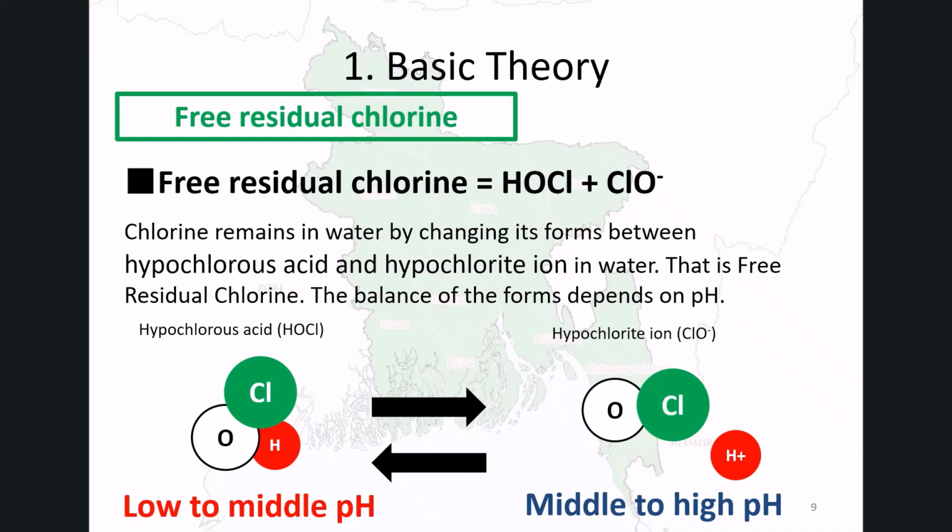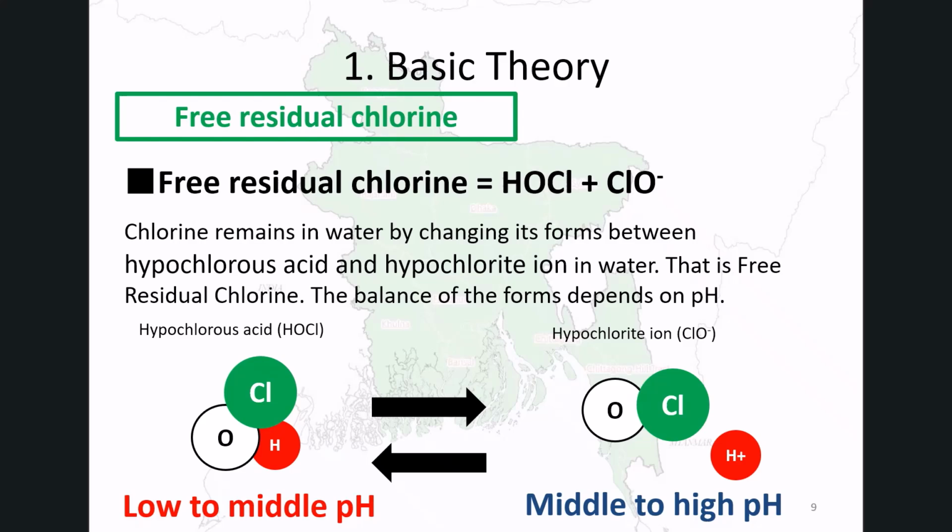When chlorine is added to water, it does not remain in only one form. It continuously changes between two chemical forms, hypochlorous acid, written as HOCl, and hypochlorite ion, written as ClO-. The sum of these two forms is called free residual chlorine. This balance between HOCl and ClO- depends strongly on pH. In low to middle pH conditions, hypochlorous acid is the dominant form. In middle to high pH conditions, hypochlorite ion becomes dominant.